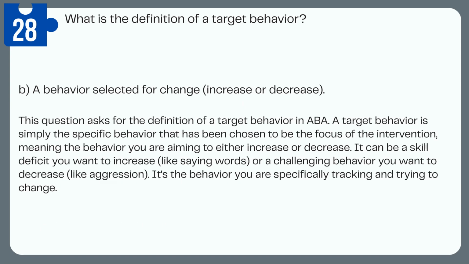Answer: B. A behavior selected for change, increase or decrease. This question asks for the definition of a target behavior in ABA. A target behavior is simply the specific behavior that has been chosen to be the focus of the intervention, meaning the behavior you are aiming to either increase or decrease. It can be a skill deficit you want to increase, like saying words, or a challenging behavior you want to decrease, like aggression. It's the behavior you are specifically tracking and trying to change.